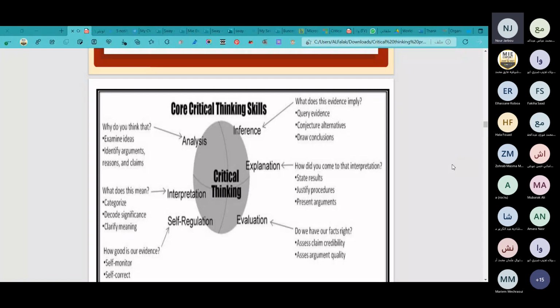It is evaluation. Evaluation means to assess the credibility of the statements or descriptions of a person's perceptions or opinions. So it is to assess the logical strength of the relationships among the statements. It is to assess credibility.